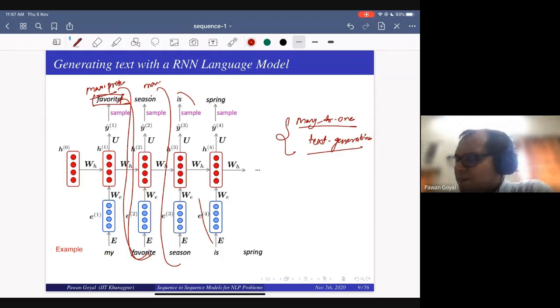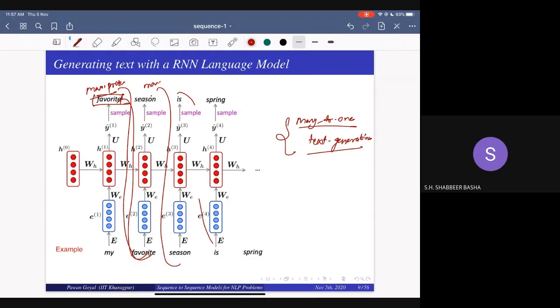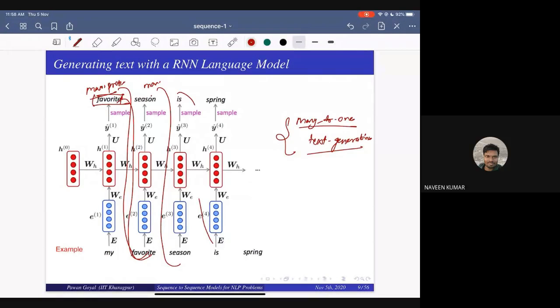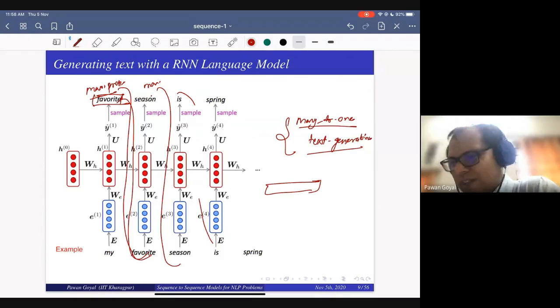But suppose you want to get different types of sequences. What change will you have to make? If you don't want to stick to the same sequence again and again, what change will you have to make? We have to retrain, sir. No, you don't have to retrain. So the input word should be changed. No, even that is not required.